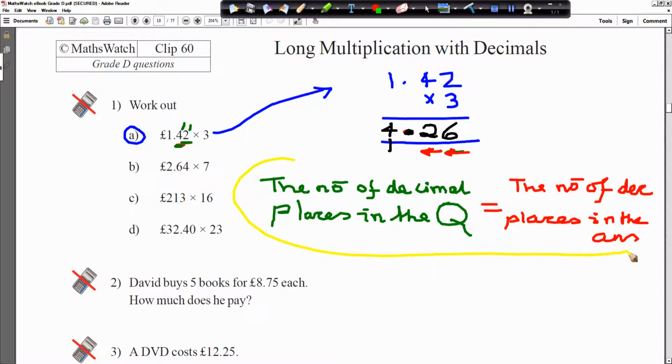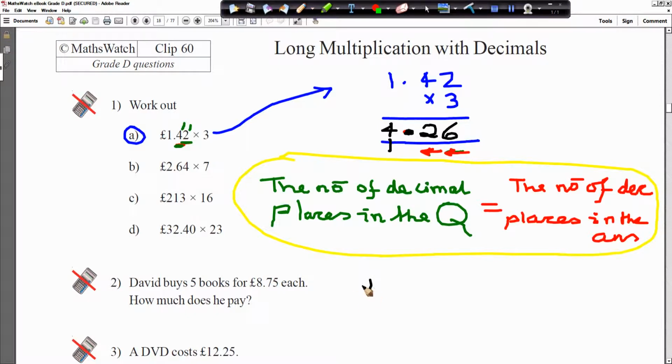This is a rule that in this particular question doesn't look like it's done much. It looks as though I've just lined up the decimal points. But one thing you must remember, we never ever line up decimal points in multiplication. We always do that in addition, subtraction, and division. So let's write that down.